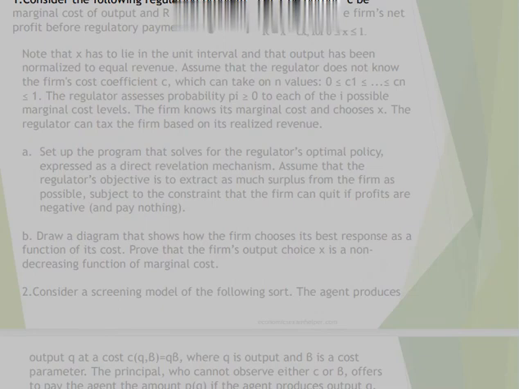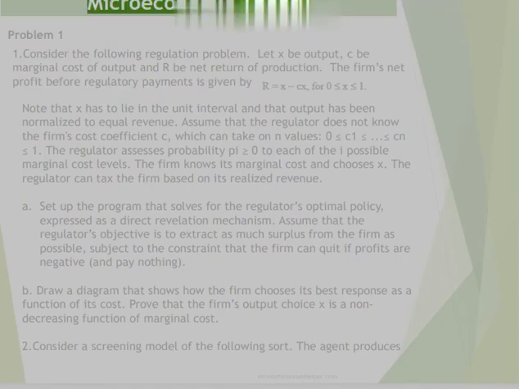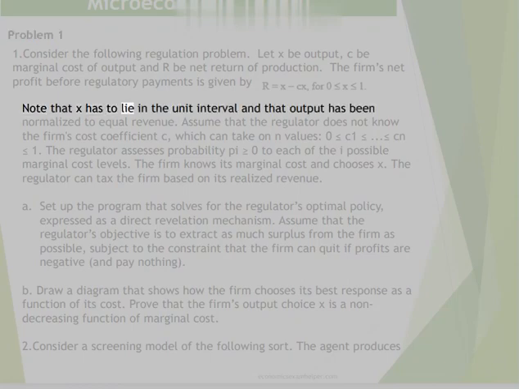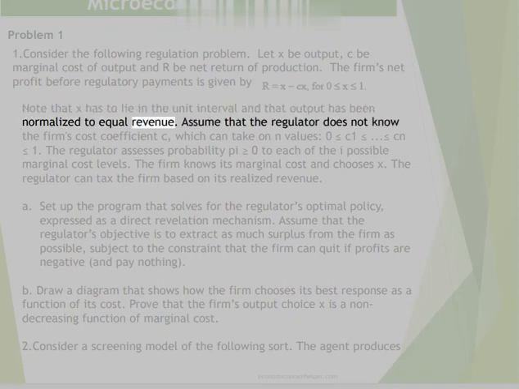1. Consider the following regulation problem. Let X be output, C be marginal cost of output, and R be net return of production. The firm's net profit before regulatory payments is given by the expression in Microeconomic Theory, Problem 1.